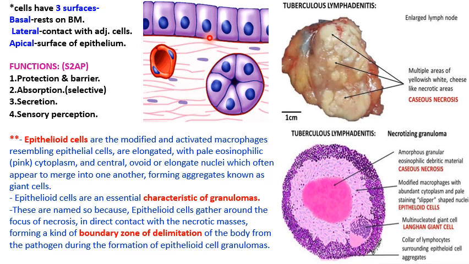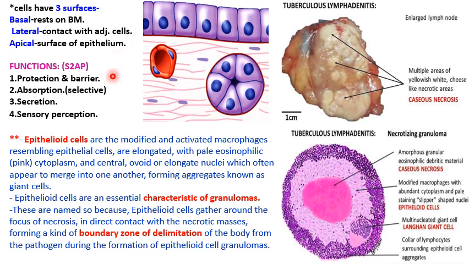So the cell has 3 surfaces. The basal surface, which is resting on the basement membrane. The lateral surface, that is on the sides, which is in contact with the adjacent cells, and the apical surface, which is the free surface of the epithelial cell.